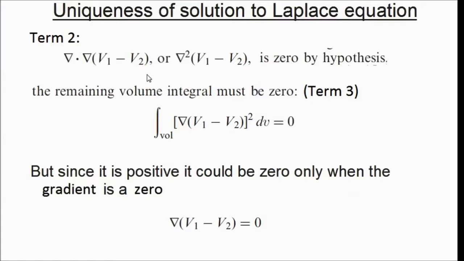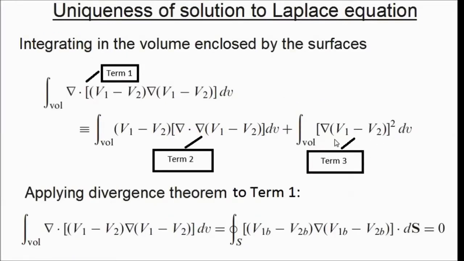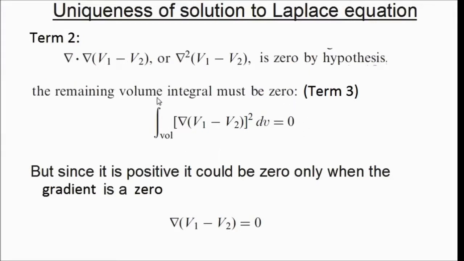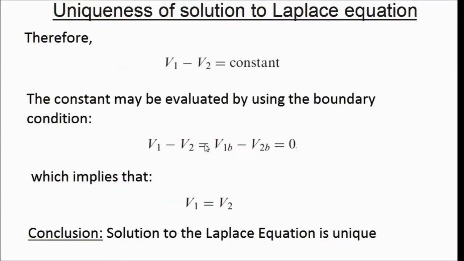Now term 2 is 0 by hypothesis because it has del squared (v1 minus v2), which is 0. Now the remaining term, which is term 3, must be 0 because term 2 and term 1 have both been shown to be equal to 0. So term 3 must be equal to 0. The integrand is a strictly positive quantity, and the volume integral evaluates to 0. This could only happen when the grad, which is occurring inside the square term, is 0. So this could happen when v1 minus v2 is identically 0, or when v1 minus v2 is a constant.